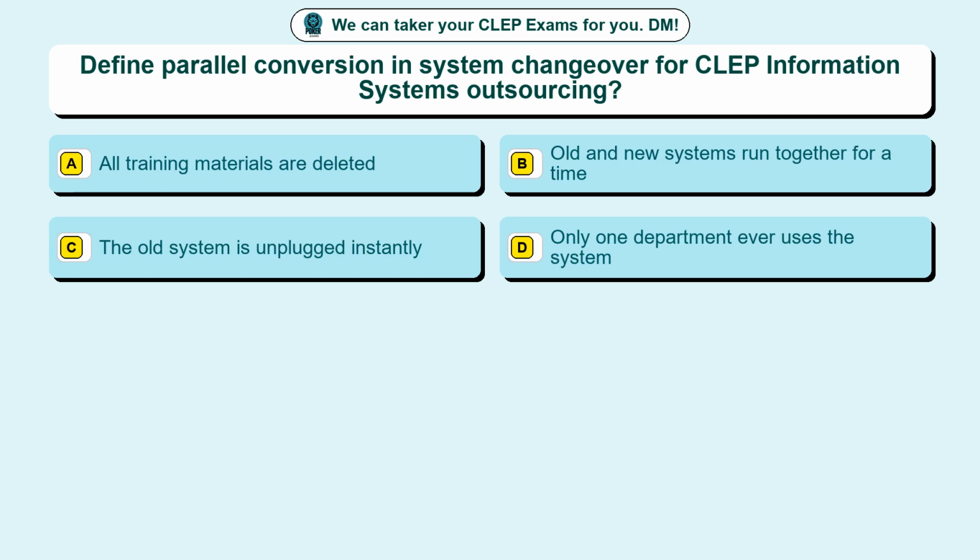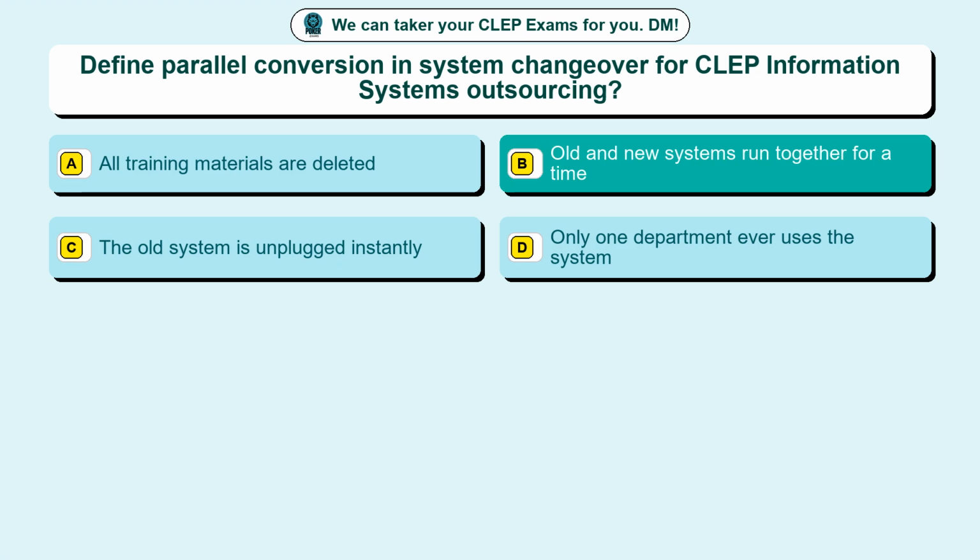Question 76. Define parallel conversion and system changeover for CLEP Information Systems outsourcing. Option A, all training materials are deleted. Option B, old and new systems run together for a time. Option C, the old system is unplugged instantly. Option D, only one department ever uses the system. The correct answer is option B, old and new systems run together for a time.